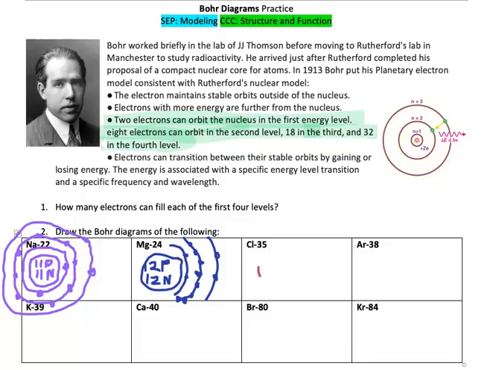Chlorine is element number 17. So I've got 17 protons. 35 minus 17 is 18. I have 18 neutrons. So I actually have 17 electrons. So in my first shell, let me erase that.